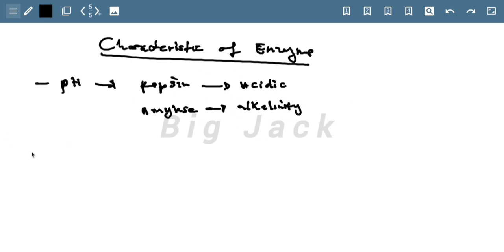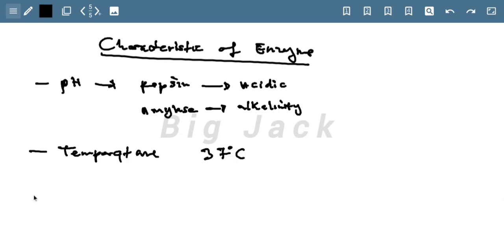So apart from the pH, I've talked about temperature. When you increase the temperature, what is going to happen to an enzyme? Let's say, for example, you exceed 35 degrees Celsius as the normal body temperature. What is going to happen to an enzyme? It's going to undergo denaturation. All those things you need to know.